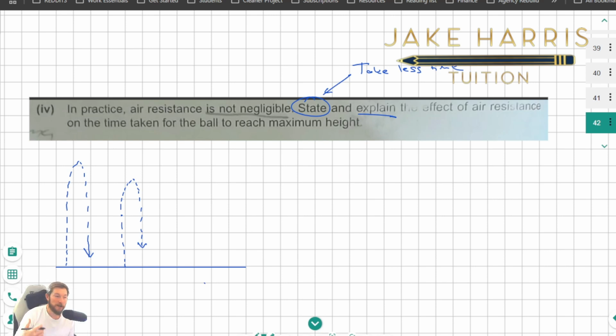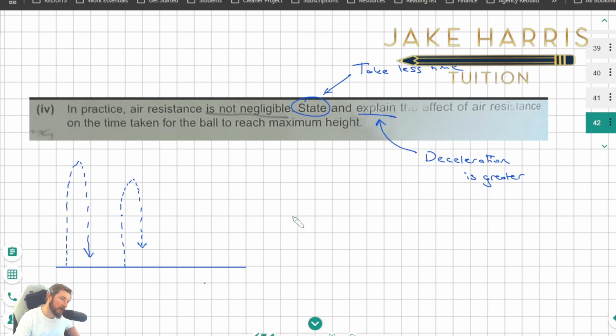Well, air resistance acts in the opposite direction to where the ball is moving. Okay, so the mark scheme that the Reddit user provided said deceleration is greater, is the explanation. Deceleration. But why is deceleration greater?